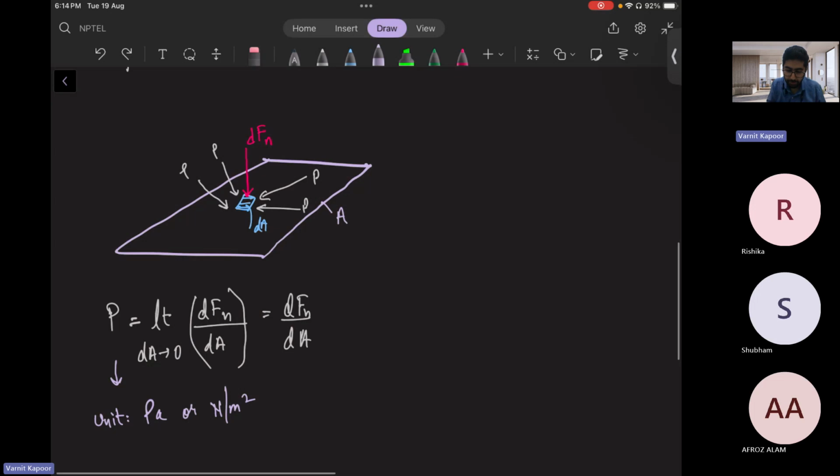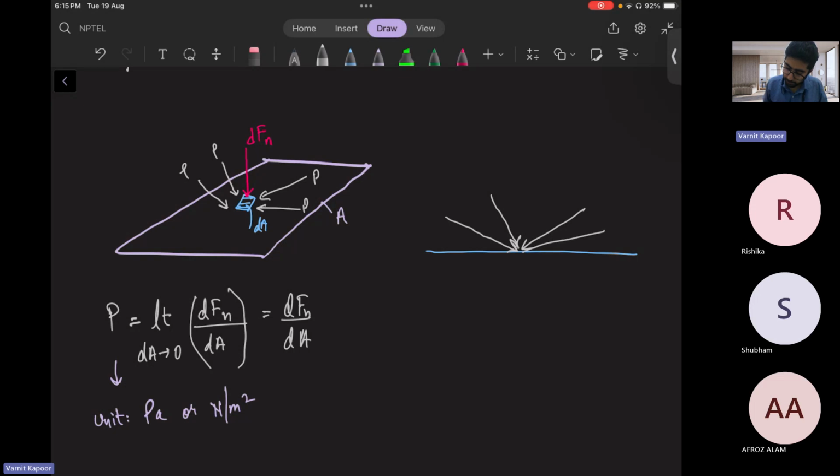Suppose I have a scenario like this. So I have a plate like this. I'm now showing, first was an isometric view, now I'm showing you the front view of the plate. And again, pressure is acting, suppose at this point, pressure P is acting, and again we have a normal force, dFn.